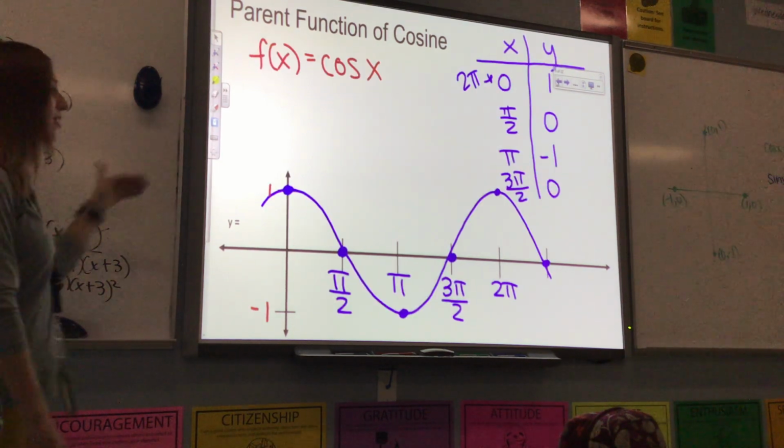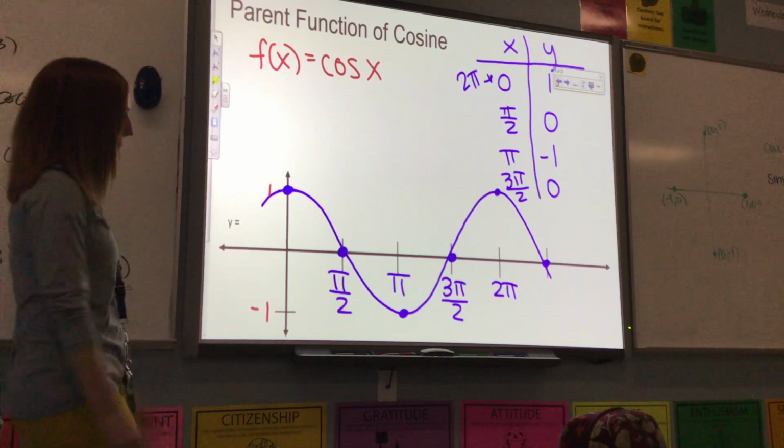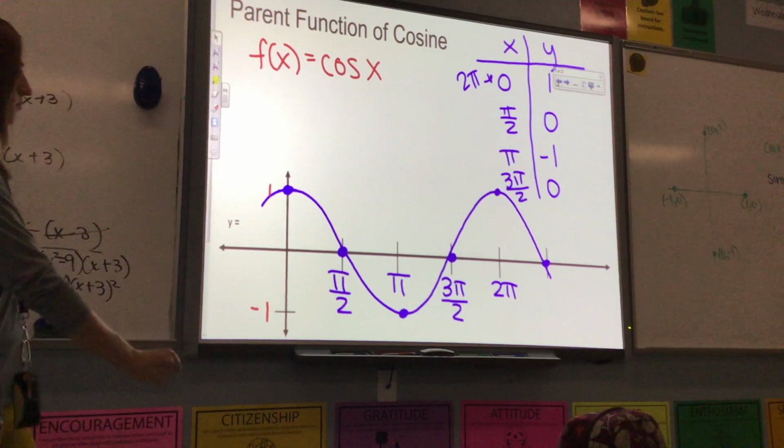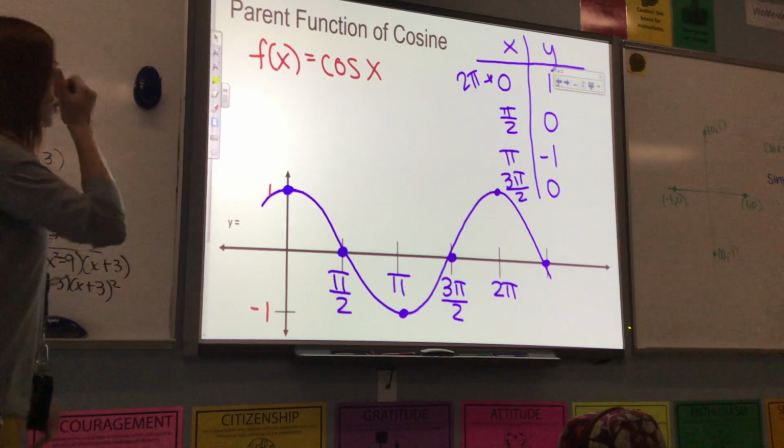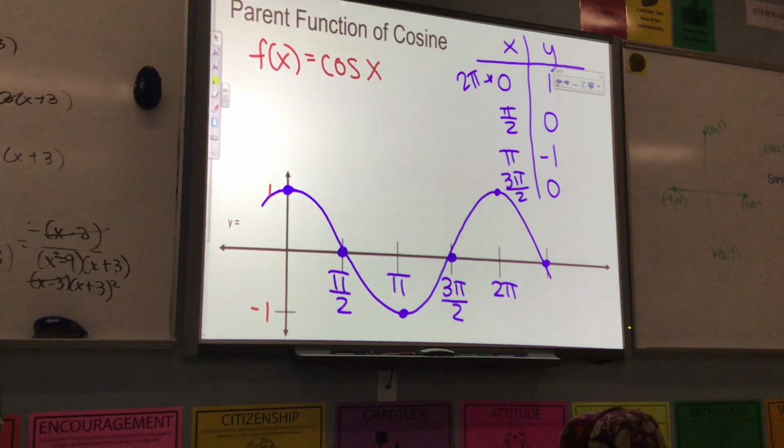Same thing with cosine. Where are my maximums at? 0 and 2 pi. And so all my maximums will be at those coterminals. Where's my minimum at? Pi over 2. Minimum? I mean pi. So everything coterminal with pi. And then same thing, your intercepts are at your pi over 2s. You will have to know that.